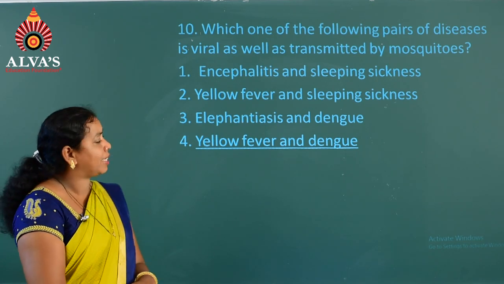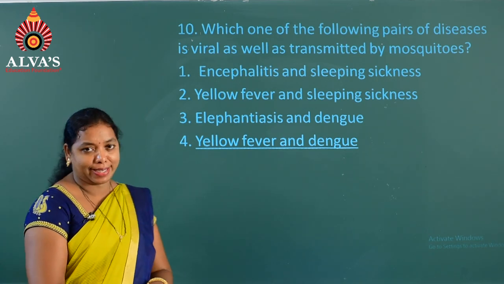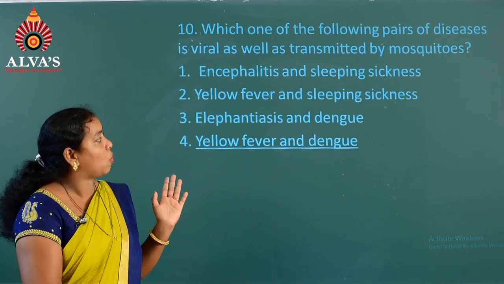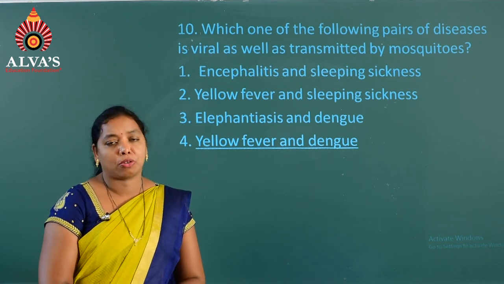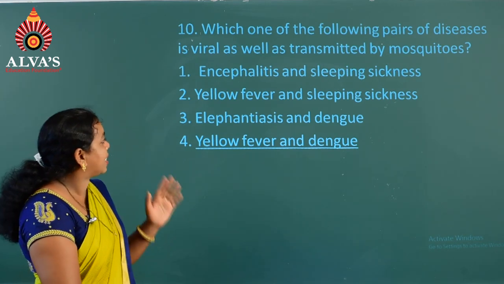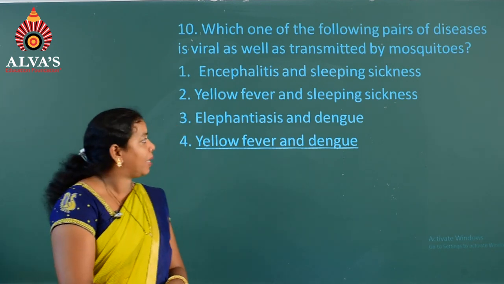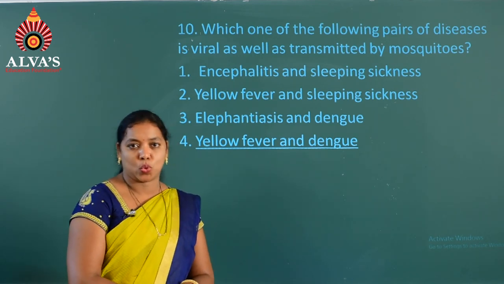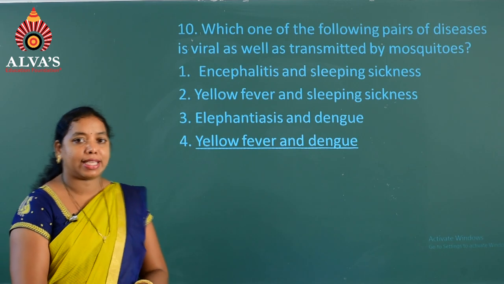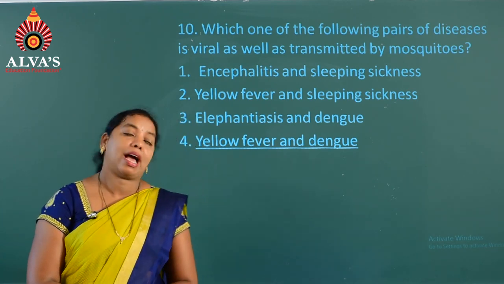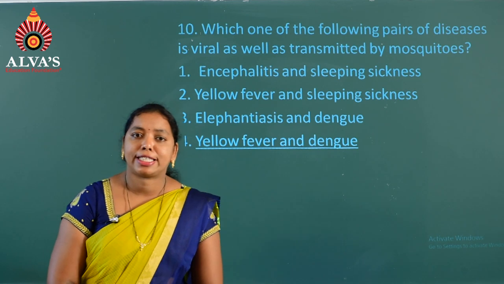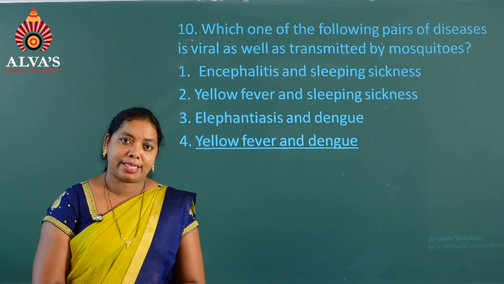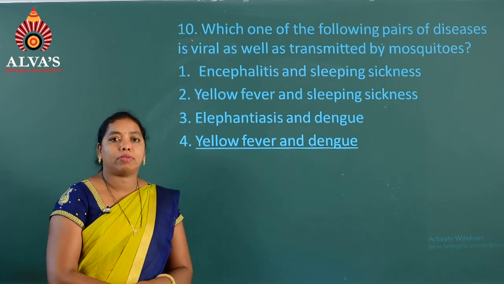See the first option, encephalitis and sleeping sickness. Encephalitis, that is Japanese encephalitis, and sleeping sickness, which is caused mainly by protozoans. The next one, yellow fever and sleeping sickness: yellow fever is a viral disease, whereas sleeping sickness is a protozoal disease. The third one, elephantiasis and dengue: elephantiasis is a filarial disease, whereas dengue is a viral disease. Then the fourth option, yellow fever and dengue.